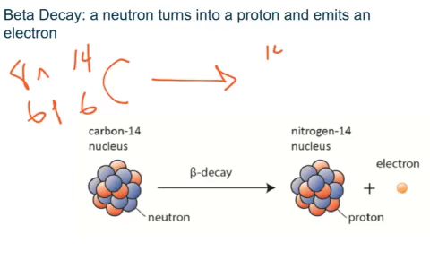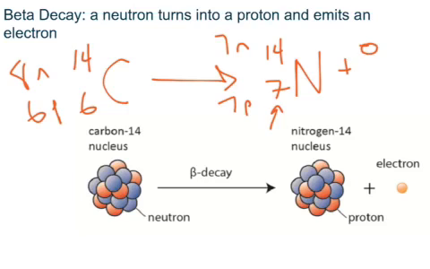So we're going to keep our mass consistent as 14, but now one of those 14 particles has turned into a proton. So now we have 7 neutrons and 7 protons instead of 8 and 6. And so this has now turned into a nitrogen atom because the atomic number 7 is nitrogen. Okay, that lost negative charge is going to be the electron that is emitted.